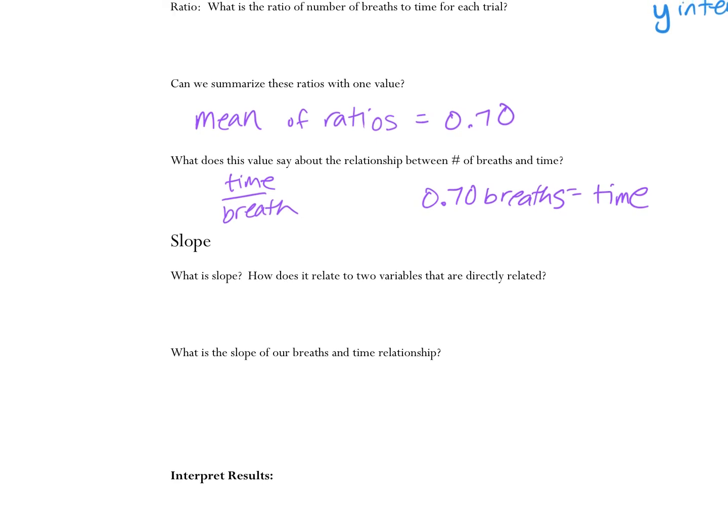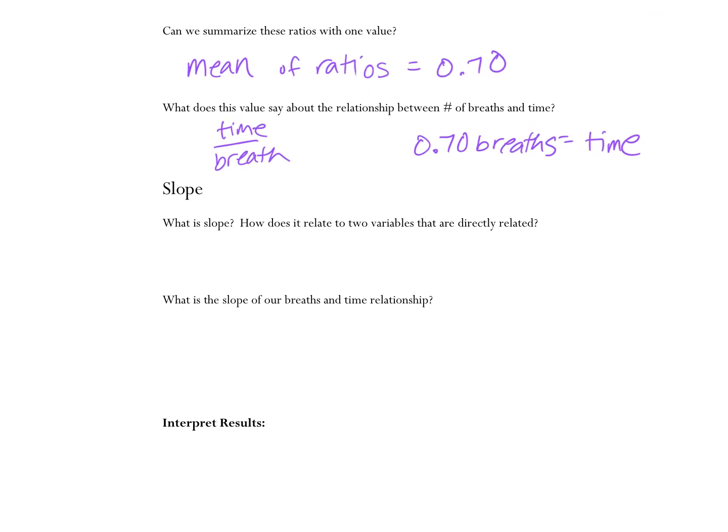All right. So we were talking about slope on the previous page. We said slope is change in y over change in x. In this case, that would be the change in time over the change in breaths, right? Now, are you guys cool if I call this 0.70 out of 1? Does that make sense? So we found that ratio overall to be 0.70.